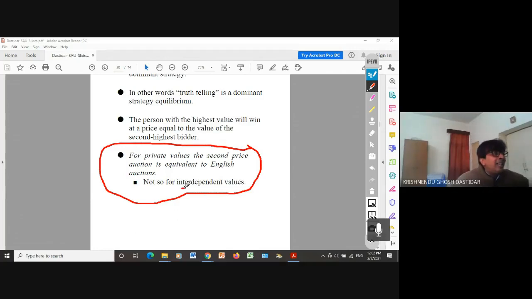But here I have stated it's not so for interdependent values. Why do I say that? See, when you observe other players dropping off at some price, you now get to know something about their values. In the case of private values, you won't revise your value, because that's how private values are defined. But in the case of interdependent values, now you know that guy has dropped off at a lower price, so I better revise my value. So then English auction will not be equivalent to second price auction. But for the private value model, which is our concern, the benchmark model, the English auction is equivalent to the second price auction.